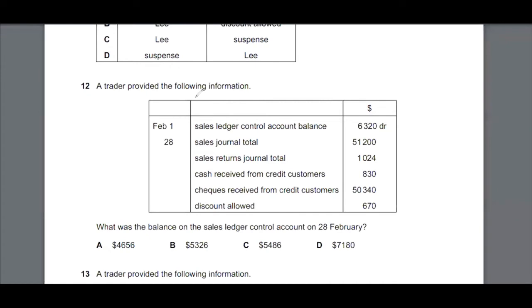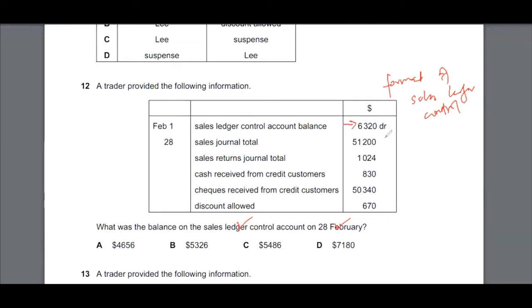Multiple choice 12: a trader provided the following information. What was the balance of the sales ledger control account on 28th Feb? Basically you have a summary of balances here. Now this is very imperative: you can memorize the format of the sales ledger control account for the question, or you can try to understand the question. So the sales ledger control account has a balance of 6320 on the debit side.